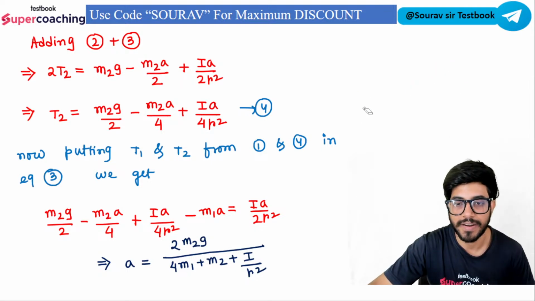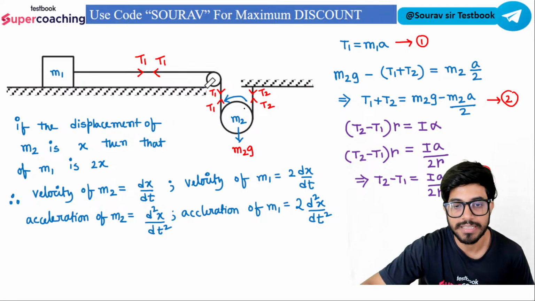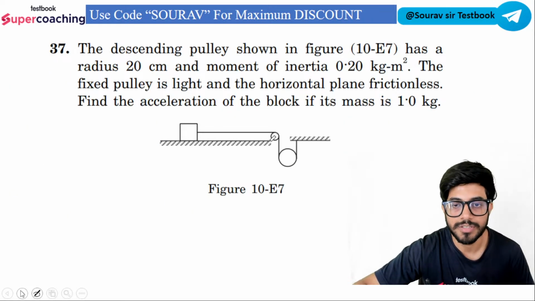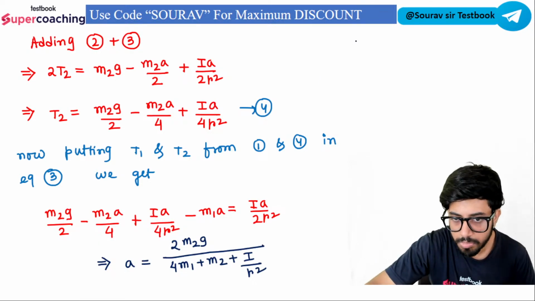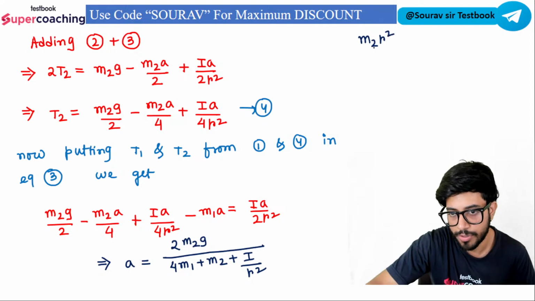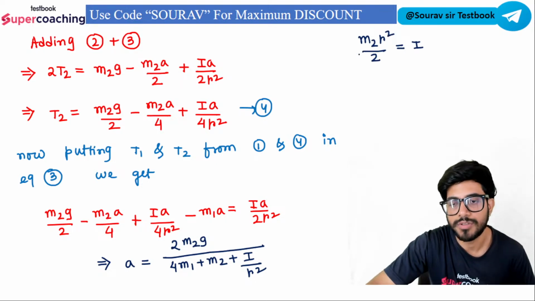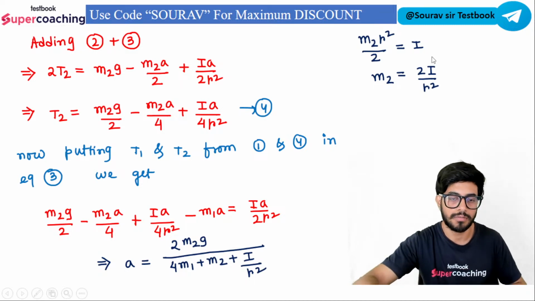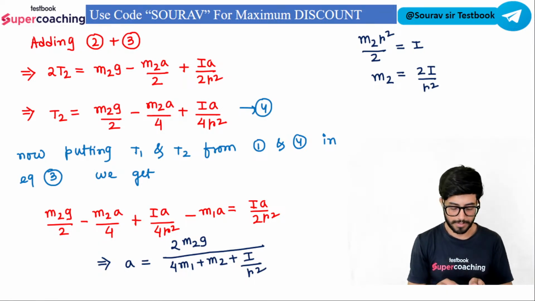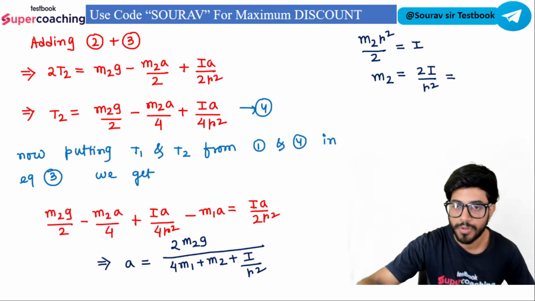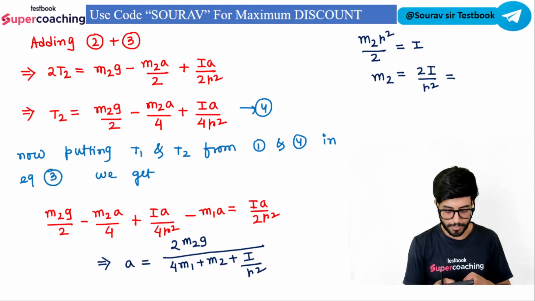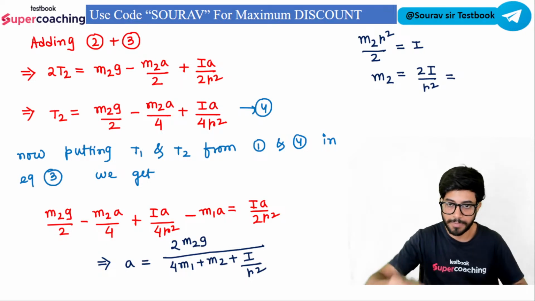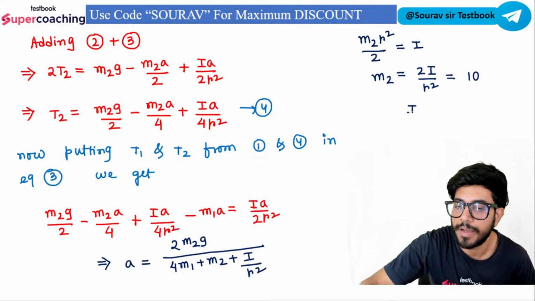These pulleys are basically disc, right? If it's a disc, its moment of inertia is Mr square by 2, equals I. So m2 r square by 2 is equal to I. From here m2 is equal to 2I by r square. That means r is 0.2, so 2 times 0.2 divided by 0.2 square. So it's 5 multiplied by 2 is 10. I by r square is 5, I must mention.